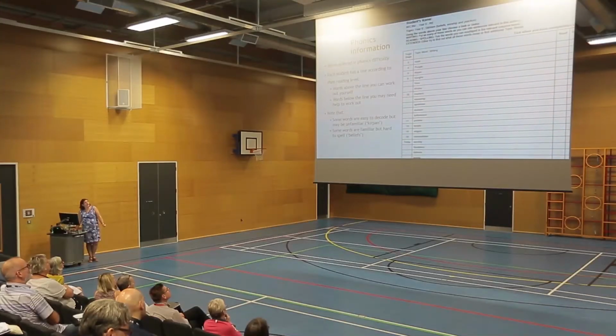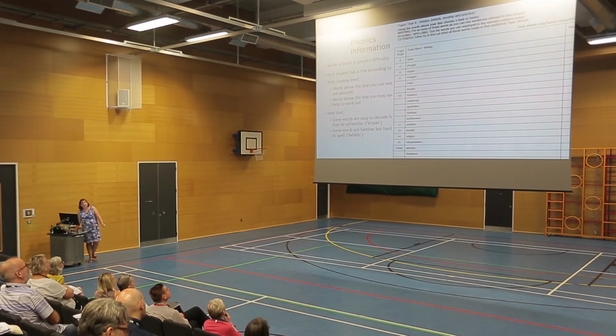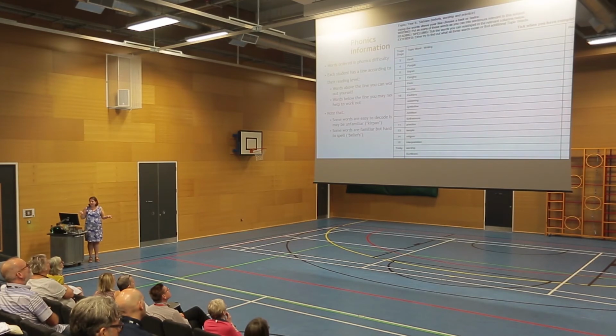So the words are ordered in phonics difficulty. This is an example from a topic on Sikhism, which I picked slightly because some of these words might be unfamiliar to you, which sometimes helps you think about the difficulties in reading them. Some of these are relatively unfamiliar but really easy to decode, like cash or kirpan. Some of these words are familiar but relatively difficult to spell, like beliefs.